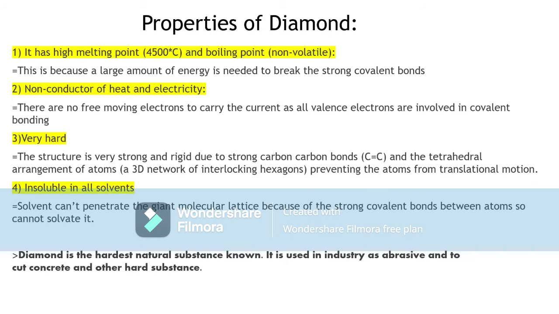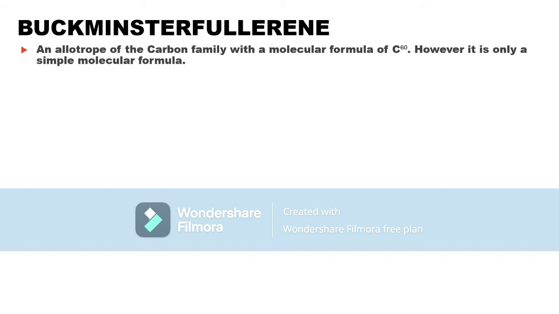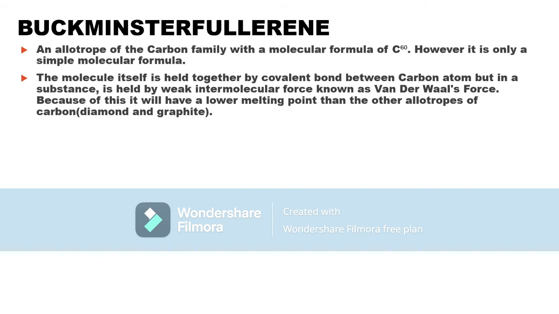The last allotrope of carbon I'm going to talk about is Buckminster fullerene. Buckminster fullerene is an allotrope of carbon with a molecular formula of C60. However, it is only a simple molecular formula. The molecule itself is held together by covalent bonds between carbon atoms, but in a substance it is held by weak intermolecular forces known as van der Waals forces.